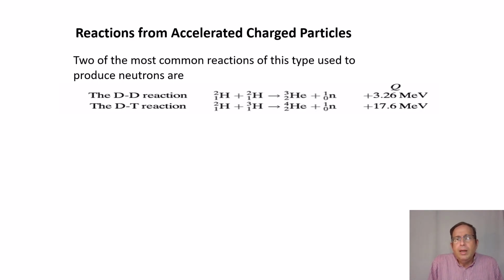Another type of neutron source is the reactions from accelerated charged particles. So what happens is, two accelerated charged particles like in a DD reaction, two deuterium, when they combine, they fuse and form a helium and a neutron, and an energy of 2.26 MeV is the Q value. Similarly, a DT reaction is also there where a deuteron combines with a triton to produce a helium-4 and a neutron.